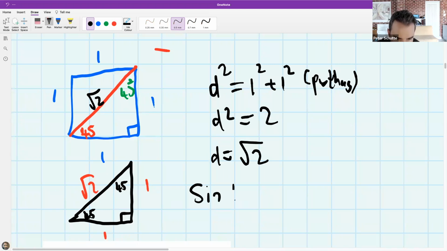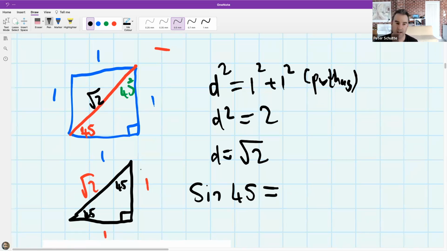I want you to tell me what is the sine of 45 using just the special triangle. No use of calculators whatsoever. We're just going to look at the special triangle. Tell me what you think the sine of 45 is.